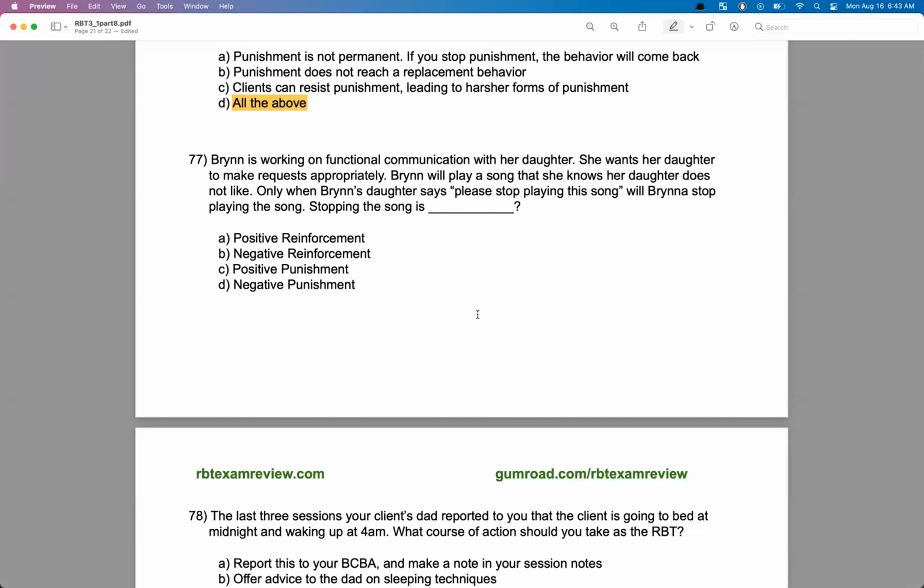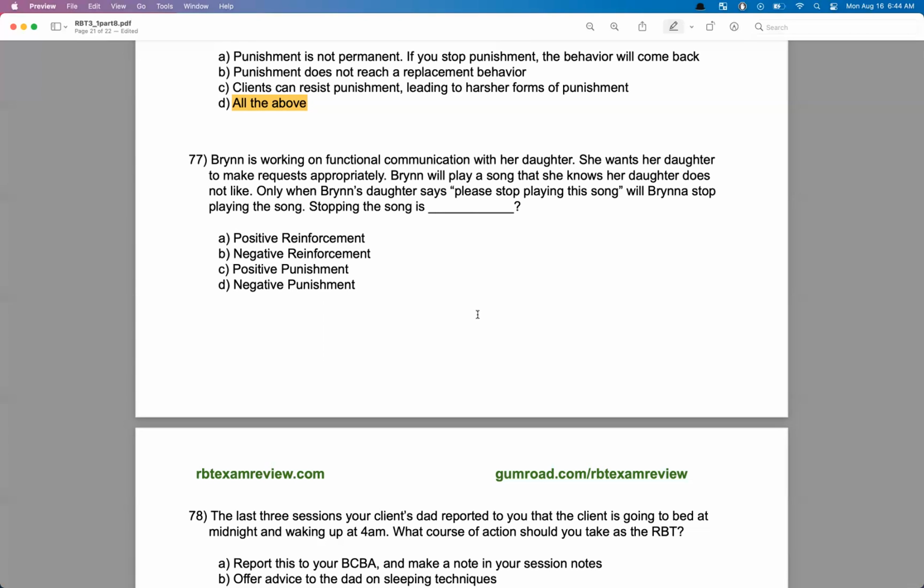All right, so a behavior question, right? Pretty straightforward behavior question. What do we know? She wants to make requests appropriately, okay? She evokes these requests, how? Playing a song she knows her daughter does not like. And then what happens? Only when Bren's daughter says, please stop playing the song, Bren stops playing the song. She wants to increase the behavior of functional request, okay? So by stopping the song, letting Bren's daughter escape from the song, she's what?